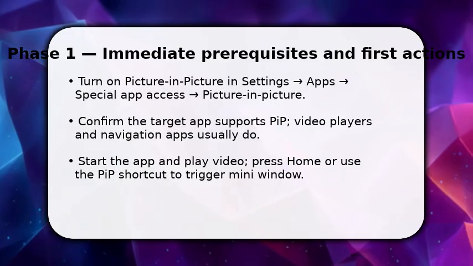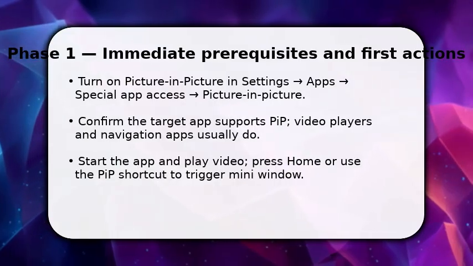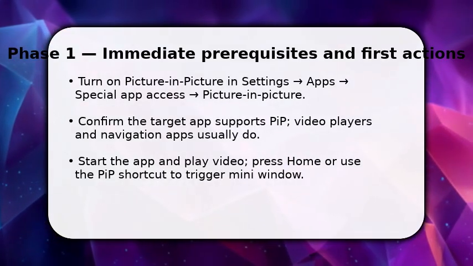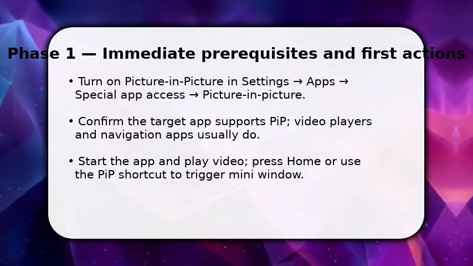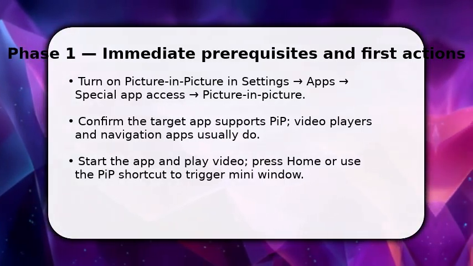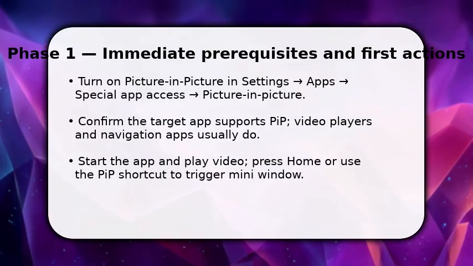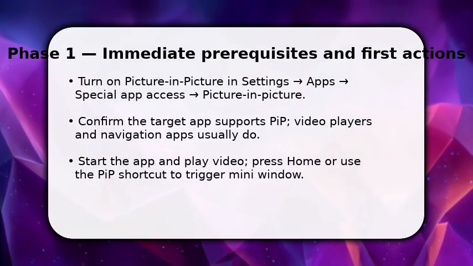You'll enable picture-in-picture now, then open the app so PiP can start. First, go to Settings, Apps, Special App Access, and turn on Picture-in-Picture for your target app. This gives the system permission to create the mini window.